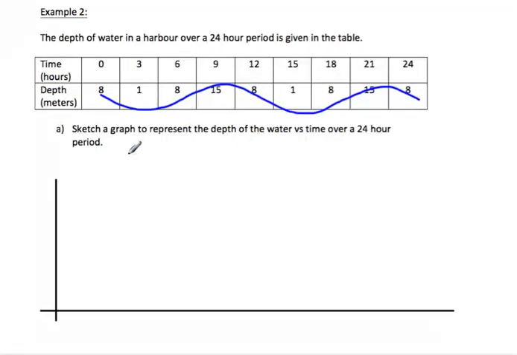And I'm asked to sketch a graph to represent the depth of the water versus time over a 24-hour period. So depth in meters will go on the vertical, the y-axis, and time in hours will go on the horizontal, or the x-axis. I know that the minimum depth is 1 meter, that the maximum depth is 15 meters, and 8 meters is in the middle. And I can follow this pattern to try and draw a rough sketch of the depth over 24 hours.